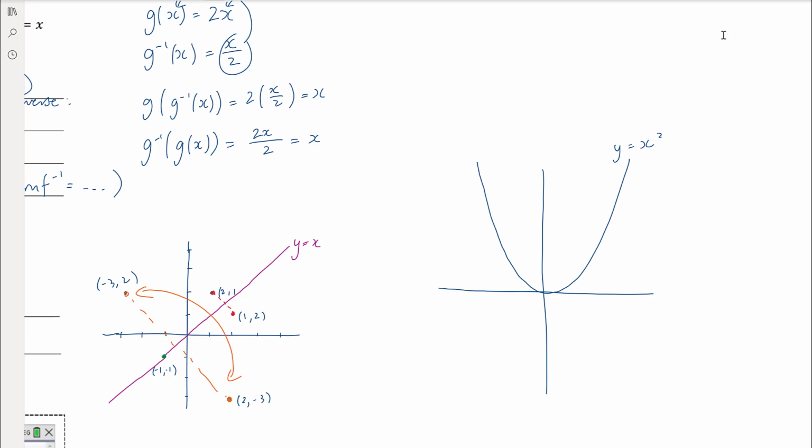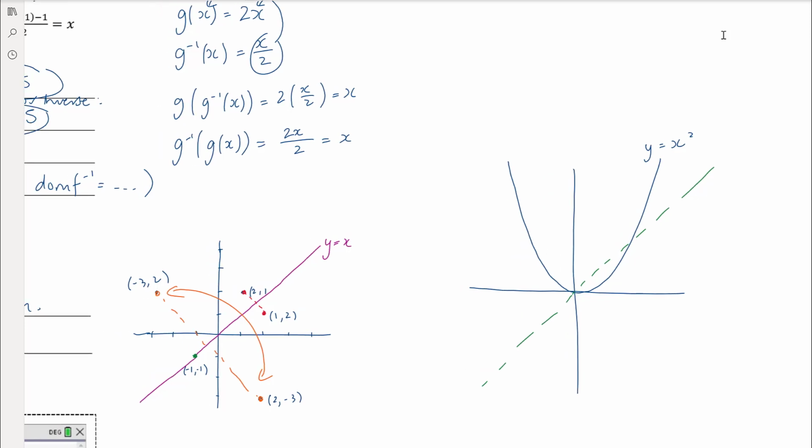Now, if I take the inverse of that, reflect it in the line y equals x, swap all the x and y, take all the points and swap all their x and y coordinates, the graph that I get is this. Okay. It's a sideways parabola. So the top half of it is the positive square root of x, the bottom half of it is the negative square root of x. The whole thing is y equals plus minus root x, which we would normally write as y squared equals x.